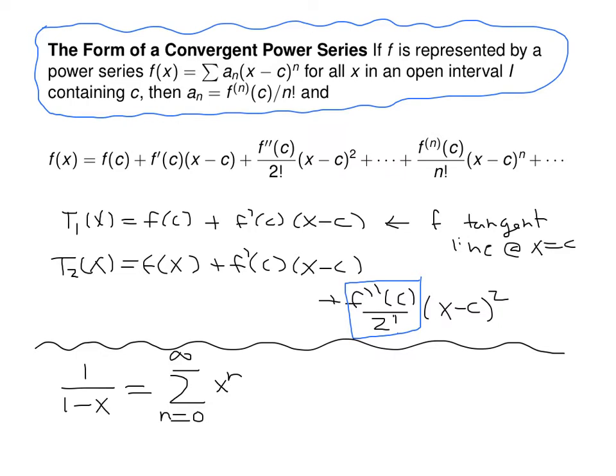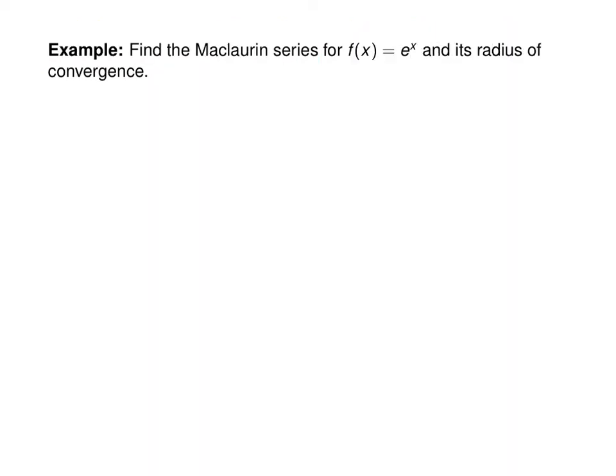So f of x is equal to a sum from n equals 0 to infinity of a sub n times x minus c to the n, and these a sub n coefficients are the same coefficients that we found using the Taylor polynomials. And if c is equal to 0, this is called a Maclaurin series. So let's find the Maclaurin series for f of x equals e to the x and determine its radius of convergence. In this case we have c equal to 0.